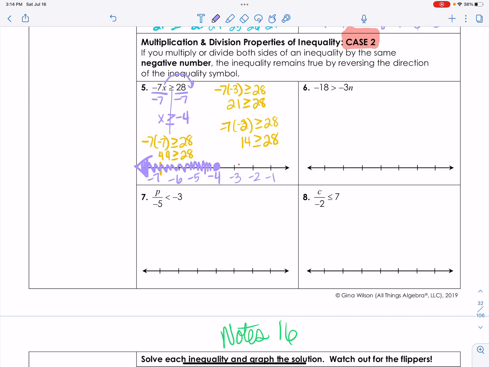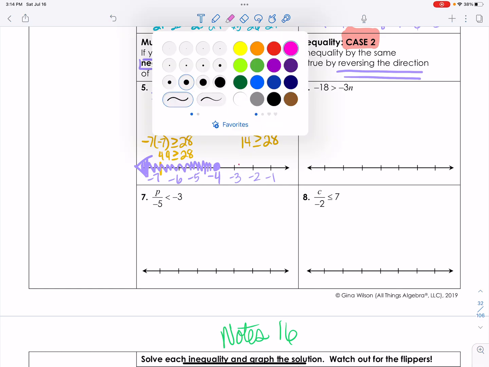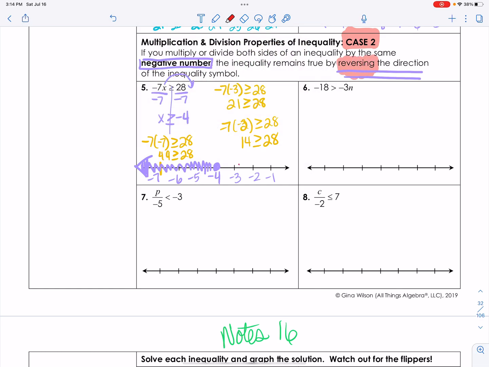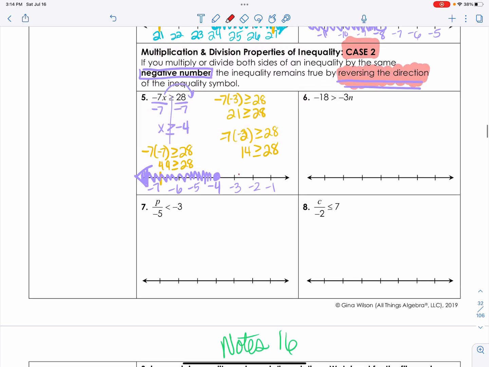Okay, so this says the inequality, let's read it. If you multiply or divide a fraction by the same negative number, the inequality remains true by reversing the direction of the inequality symbol. Okay, you have no idea how many times I go over this in high school. So that's why I'm really taking my time on this.